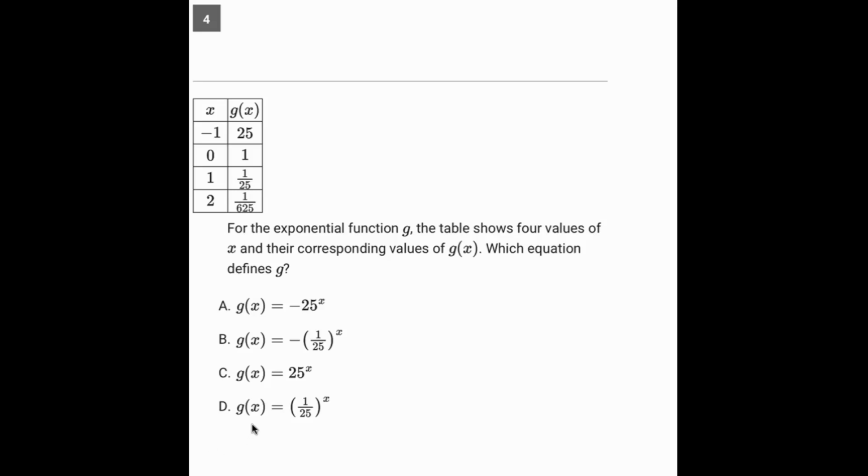Here we're being asked to find the equation of an exponential function. We know it's exponential for a couple of reasons. Number one, these are all exponential functions because they all have x in the exponent. Now, a little bit of background.